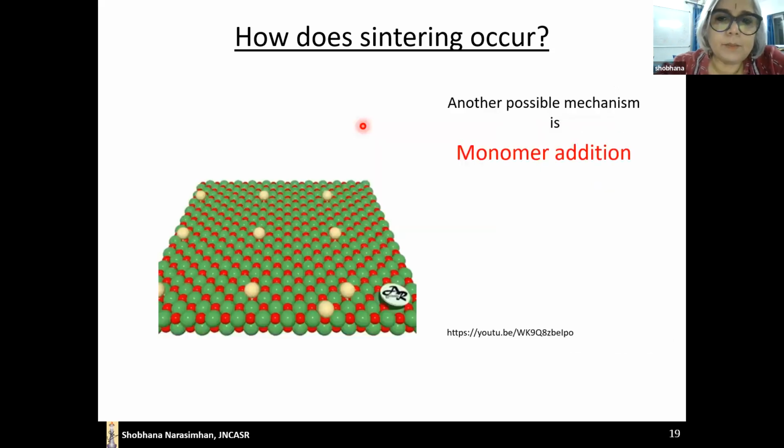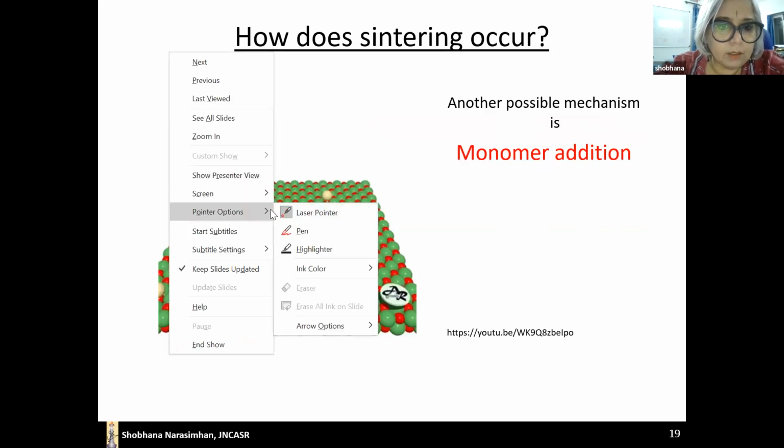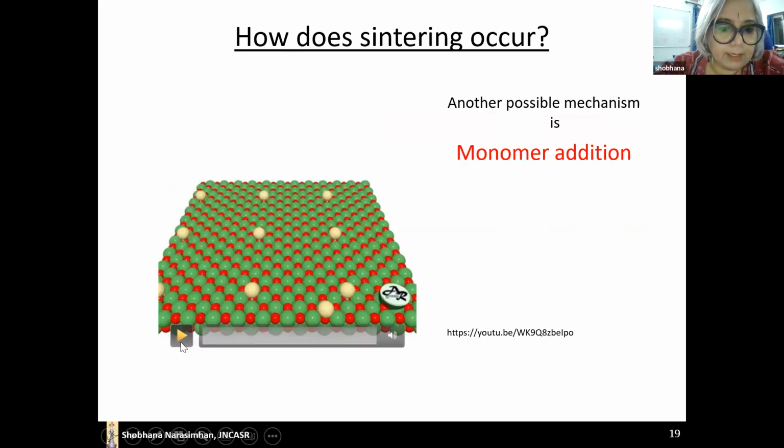And another process is what's called monomer addition. So that one, I have a result from a simulation. So let me see. I think I have to change my pointer to make the video play. Yes.